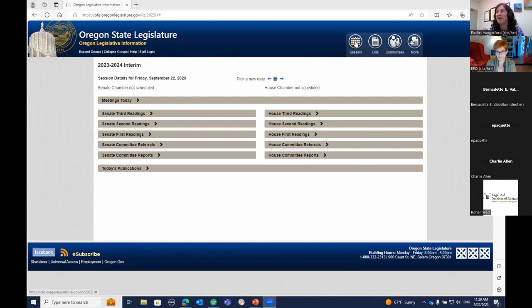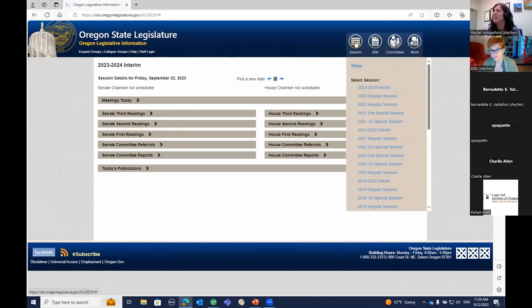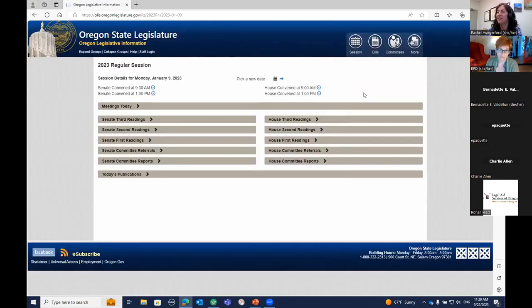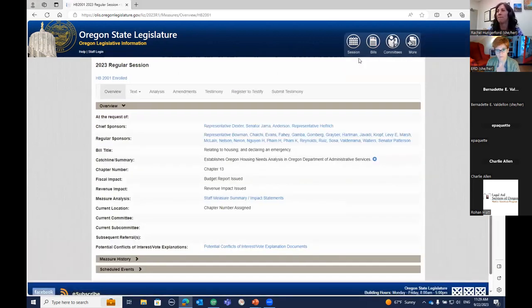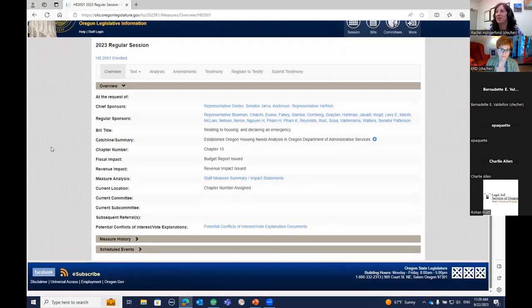So let's say we want to find the floor sessions for, let's use House Bill 2001 again. You want to go to the 2023 regular session. Look up your bill. Here it is.